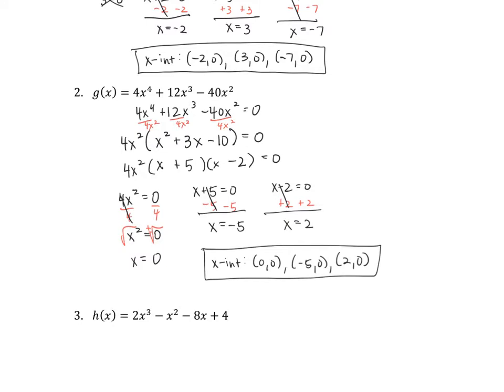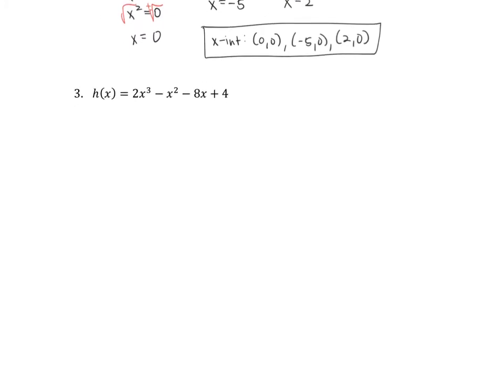Okay, number 3, same thing here. We want to find the x-intercepts. Notice here we have 4 terms. I'm doing this one just to remind you how to do this factoring technique. So here, remember you want to do factor by grouping. So the common factor in the first pair is x squared. When I divide that out, I get 2x - 1.